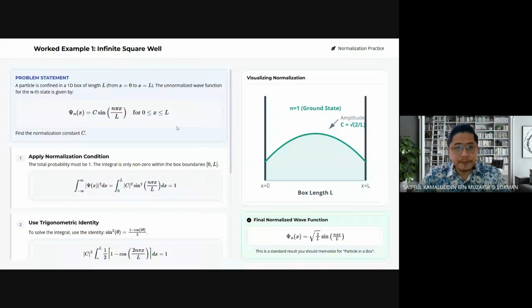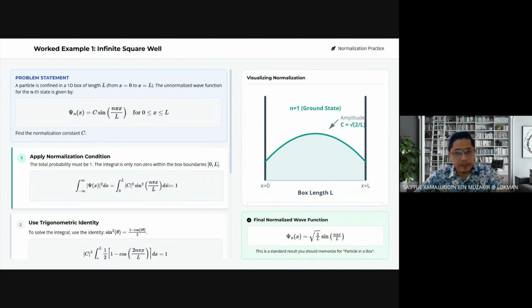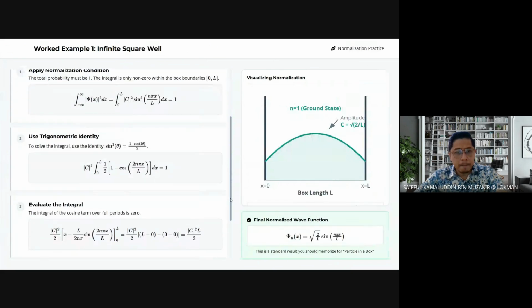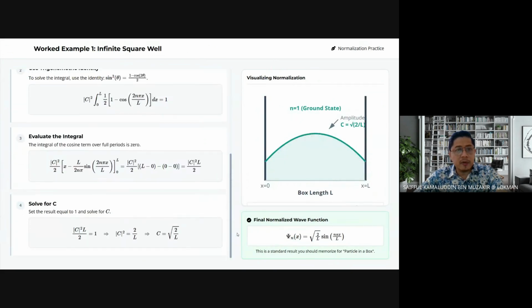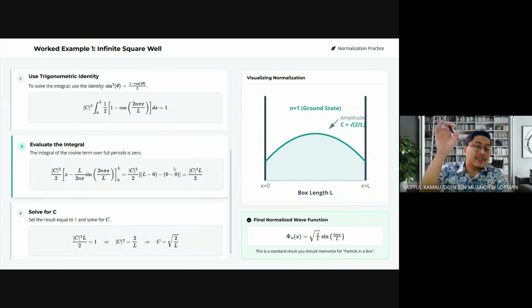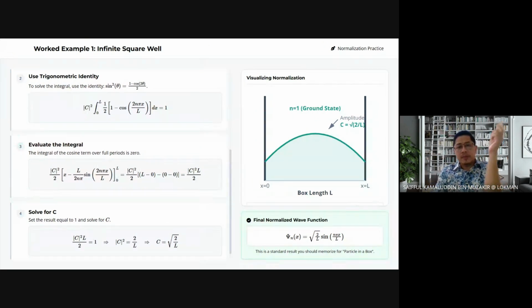Okay, now how about step 2? We need to use the trigonometric identity. This is to show you how to calculate c, because c is a constant. We want to calculate c. So step 2, evaluate the integral. The sine squared averages to 1/2 over a full period. So the integral gives c squared times L over 2.